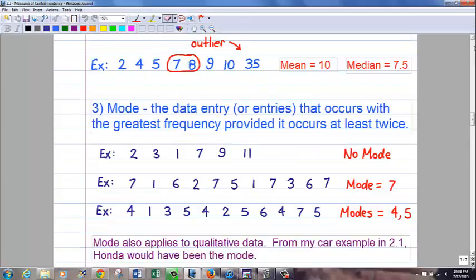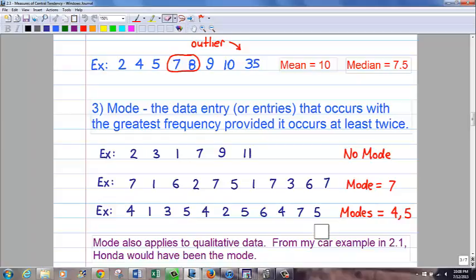The next example, there are three 4s, there are three 5s. Nothing occurs more than three times. Therefore, we would say modes, plural. This would be a legitimate tie for mode right here. Modes, plural, of 4 and 5.